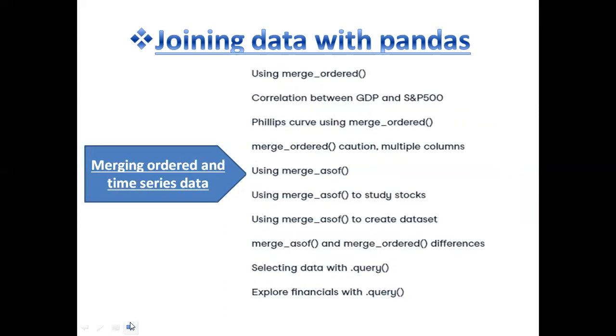And in the next, we will talk about merging ordered and time series data. It includes using merge_ordered, correlation between GDP and S&P 500, Phillips curve using merge_ordered, caution with multiple columns, using merge_asof, using merge_asof to study stocks, using merge_asof to create a dataset, merge and merge_ordered differences, then selecting data with query, and at the end it includes explore financials with query.